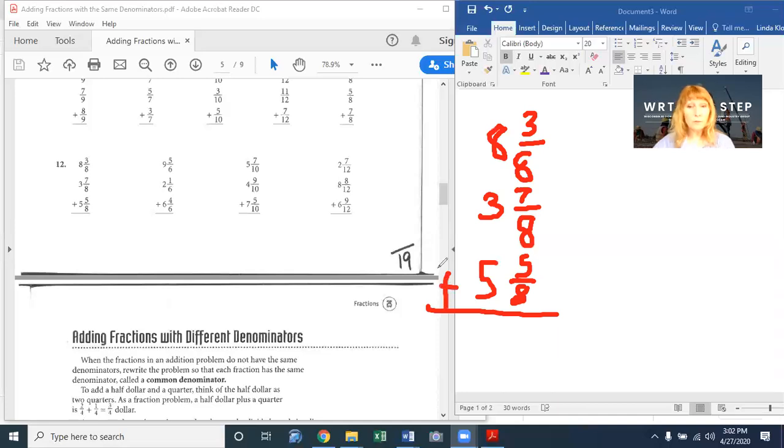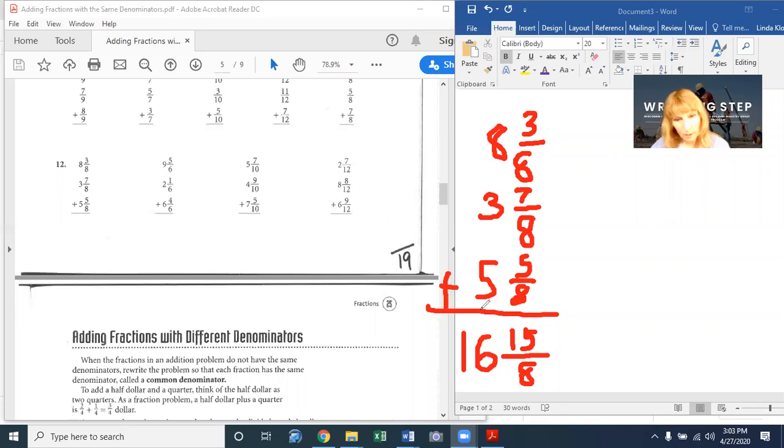We add the fractions first. The bottom numbers are the same, so we're going to have an 8 on our bottom. We're going to add the top numbers, the numerators. 3 plus 7 is 10. 10 plus 5 is 15. Okay. And the whole numbers: 8 plus 3 is 11. Plus 5 is 16.